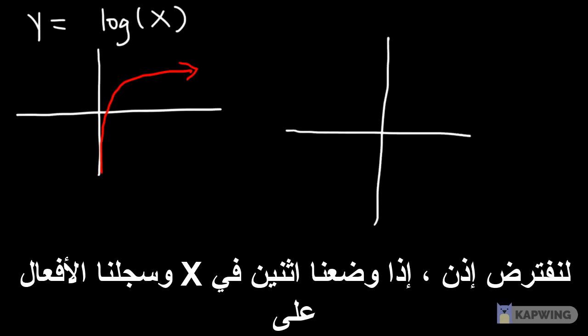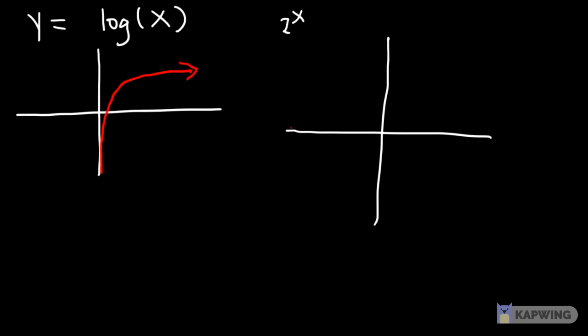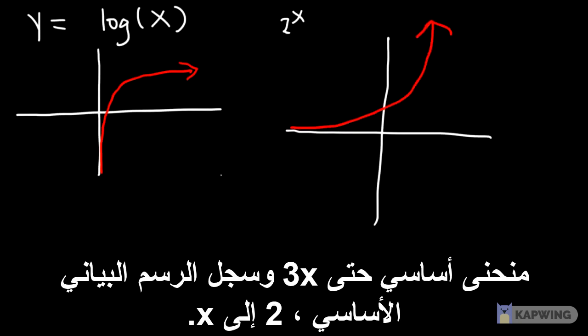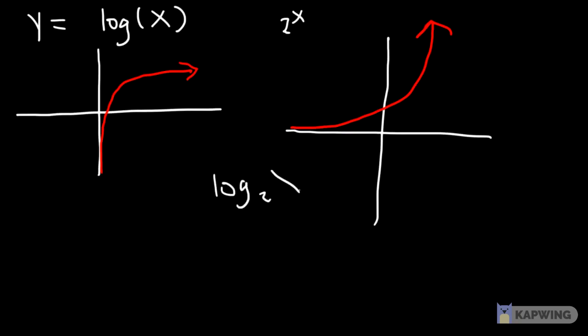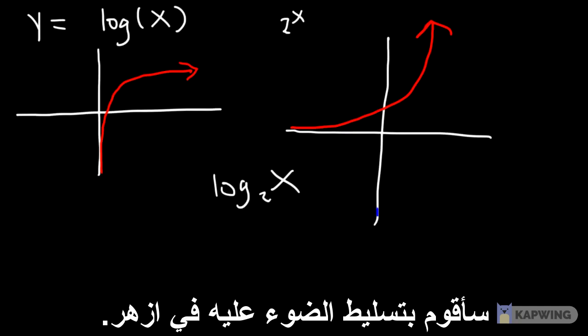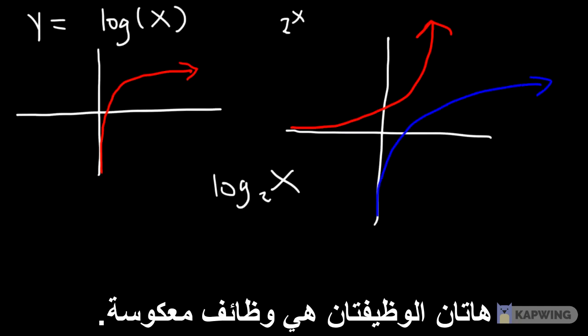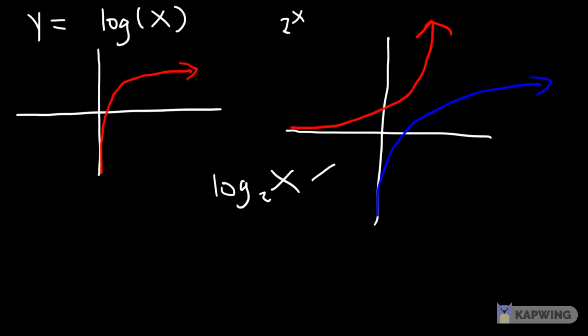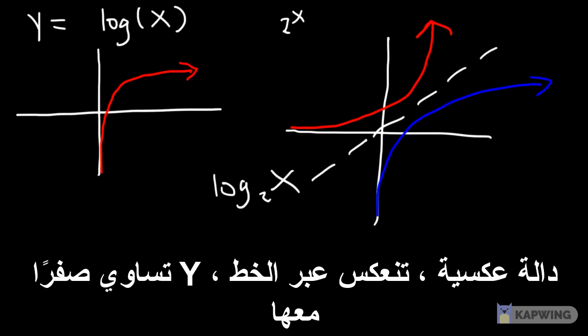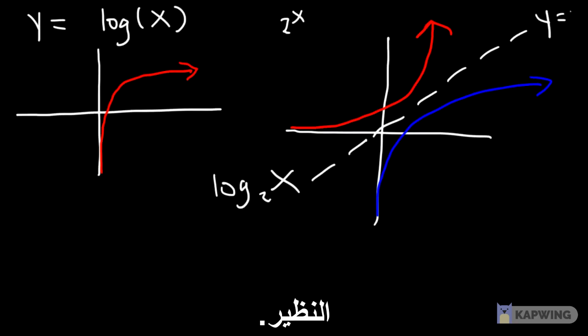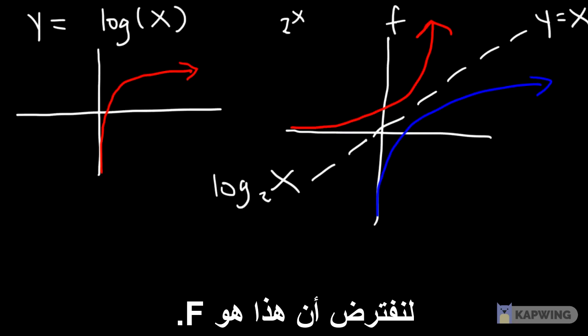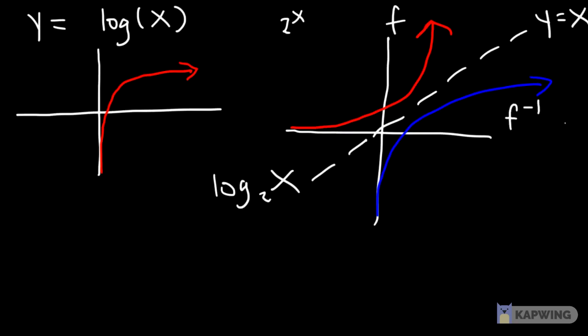So let's say if we were to put 2 to the x and log to the x on the same graph. This is the basic curve of 2 to the x. And the graph of log base 2 of x looks like this. I'm going to highlight it in blue. These two functions are inverse functions. An inverse function reflects across the line y equals x with its counterpart. So let's say if this is f, this is the inverse of f. They reflect about the line y equals x.